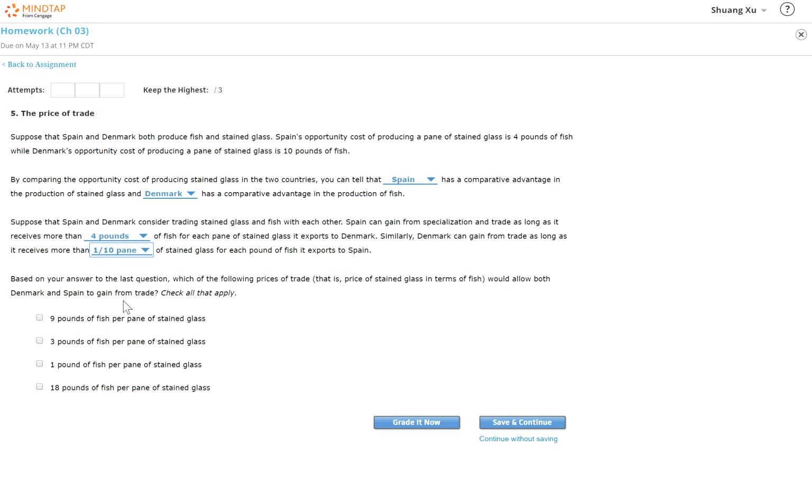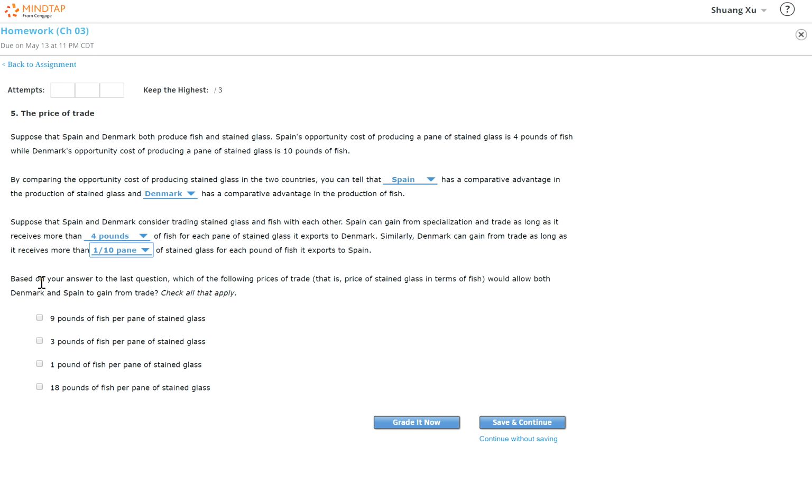Another way to think about it: suppose in Denmark, when Denmark produces 1 pound of fish, it costs them $5. If Denmark can sell the 1 pound of fish for more than $5, then they're doing good. Same thing here: when they produce 1 pound of fish, it costs them 1/10 of a stained glass. When they can sell this fish for more than 1/10 of a stained glass, then they're doing good. As long as it's more than their opportunity cost, the country should trade with other countries.